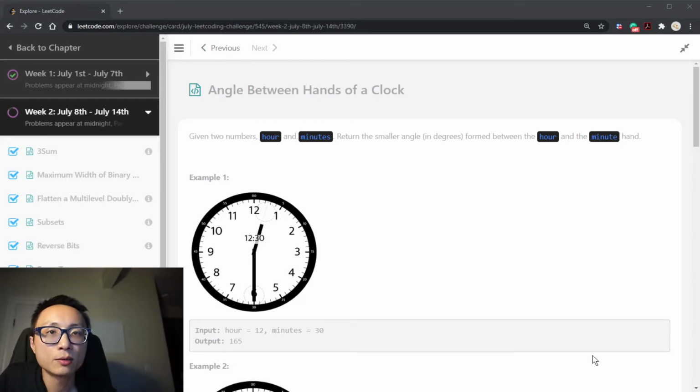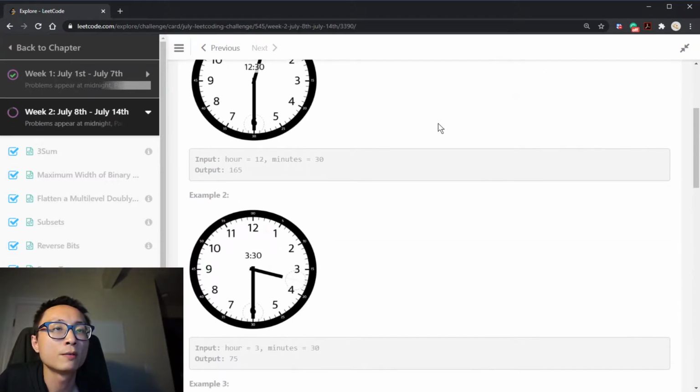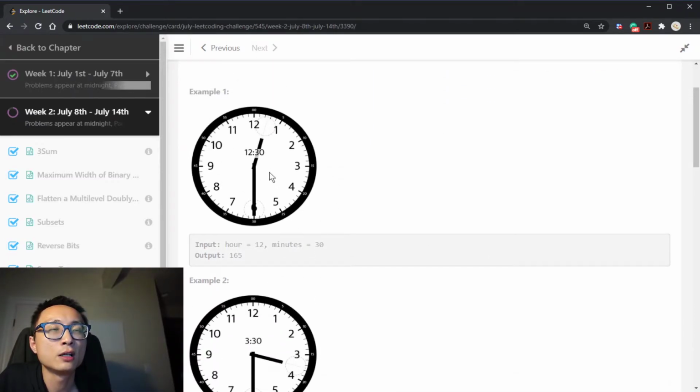Hey, hello there. Let's talk about today's Leetcoding challenge question. It is called angle between hands of a clock. So imagine we have a clock. Based on what time it is, the hour hand and the minutes hand can point out different directions. And the question is asking us the degree angles between these two hands. And we want the smaller one between the two choices we have.